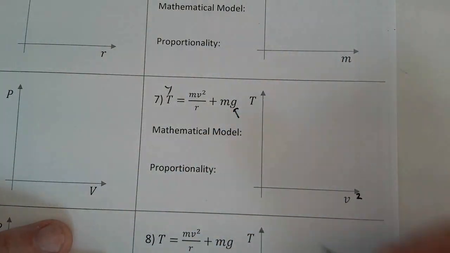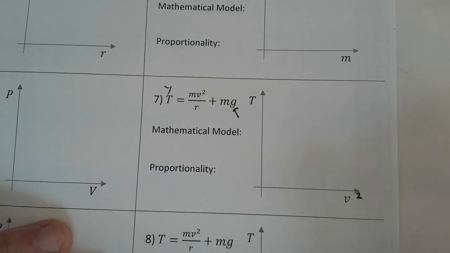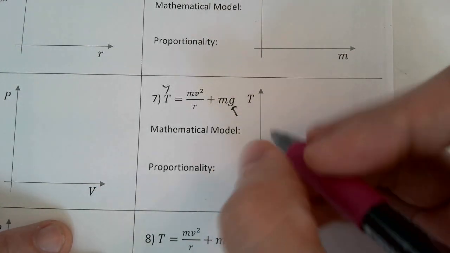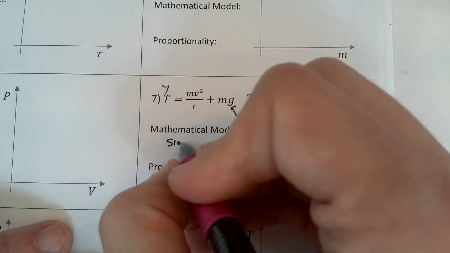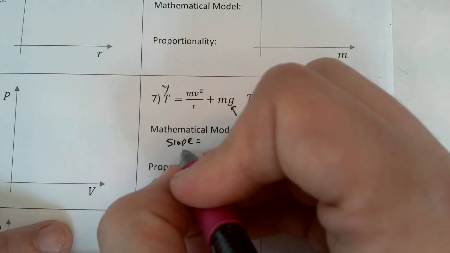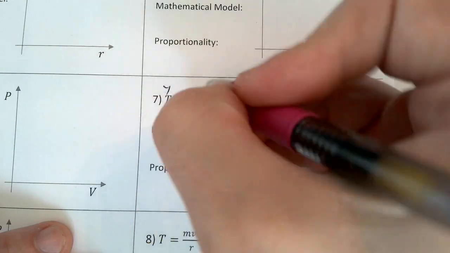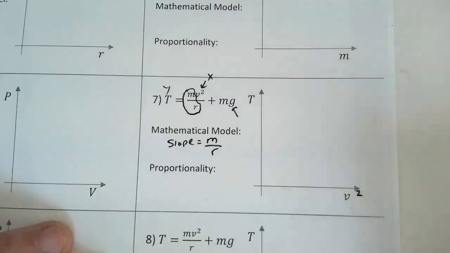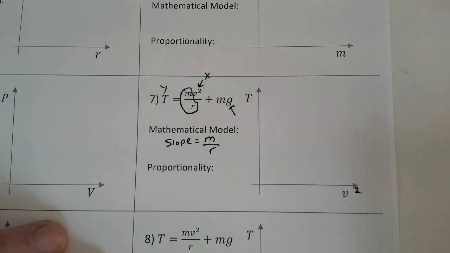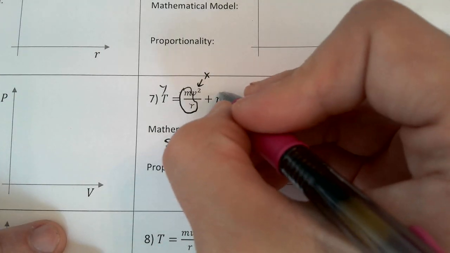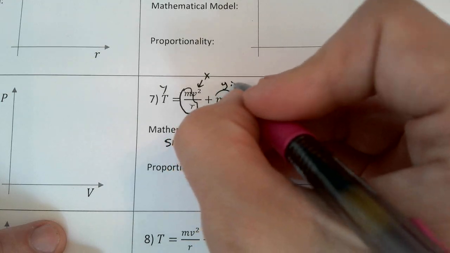If you wanted to figure out g, notice that that's not a part of the slope. That's not a part of the slope. You would still need to square the v to make it a line. But your slope, in this case, would equal m over r, because the v squared is the x, which means your slope is m over r. If you wanted to find g, that is a part of the y-intercept.